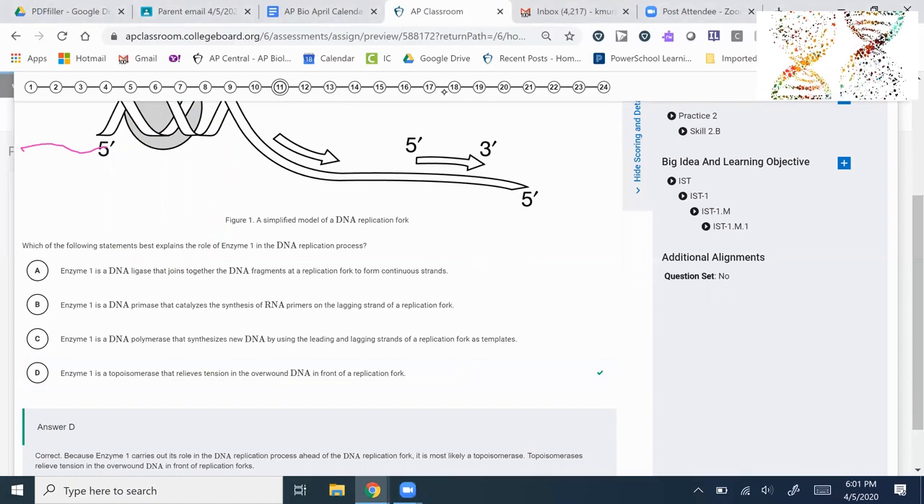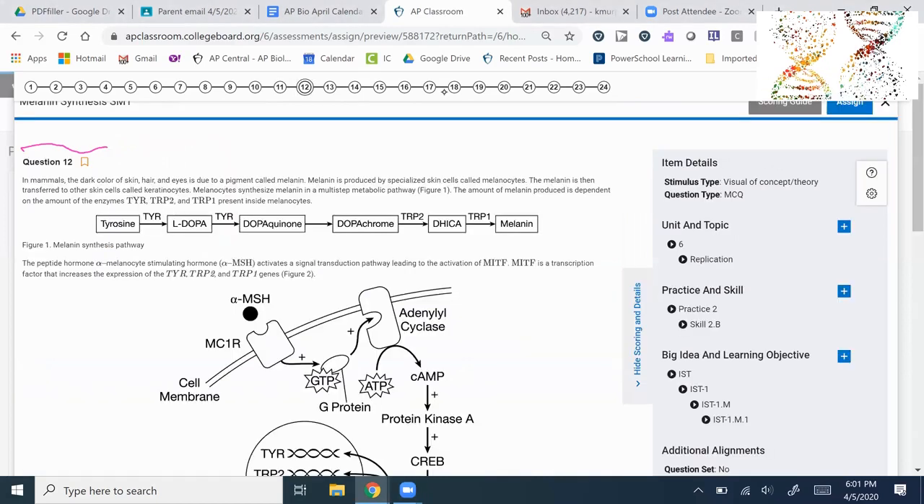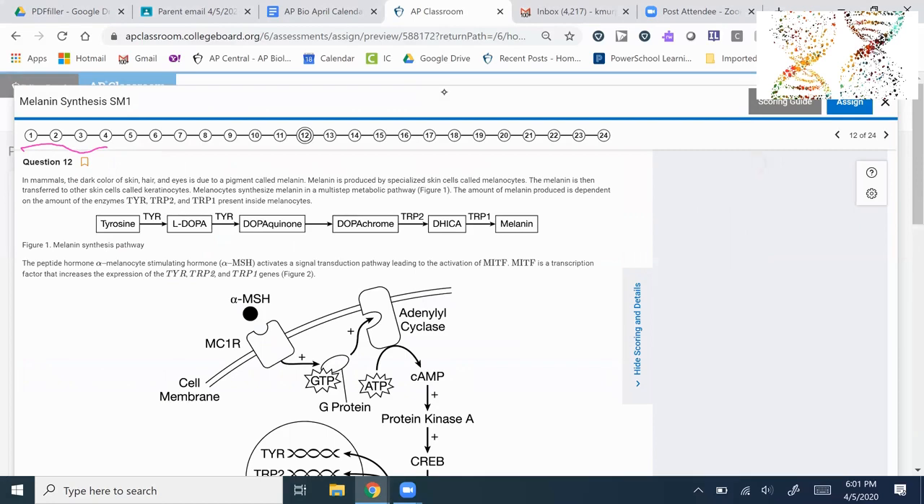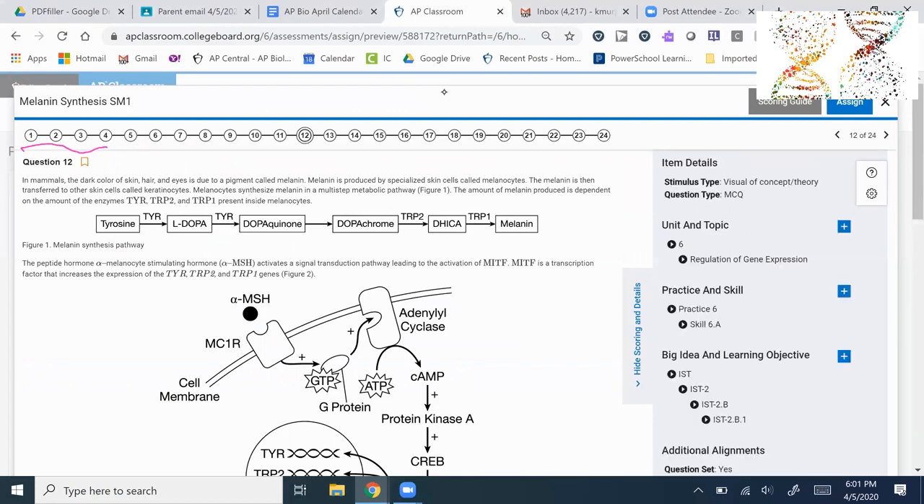All right. Moving on to number 12. Actually, number 12 is the same diagram that goes through 12 through 17. So I am going to go ahead and stop recording.